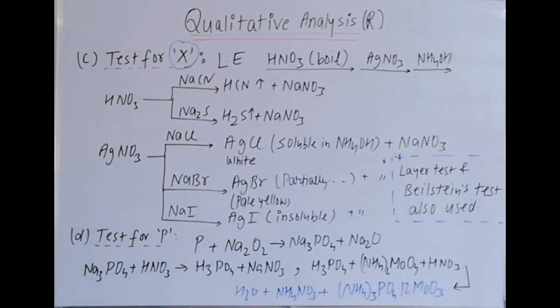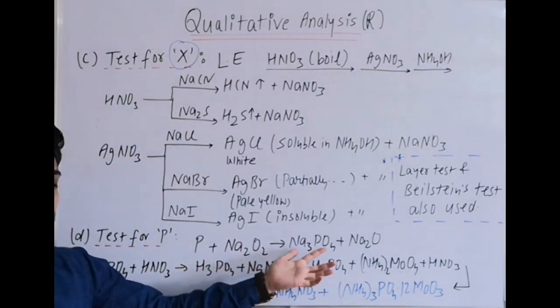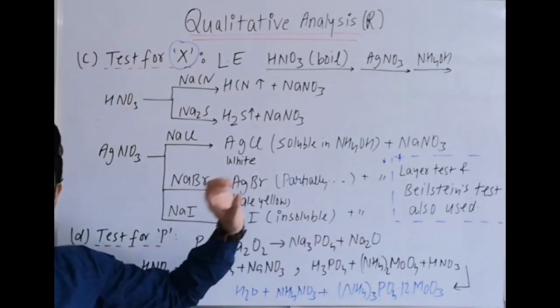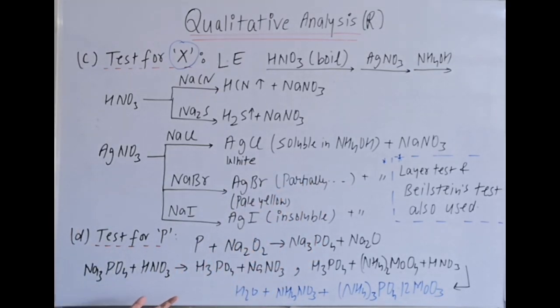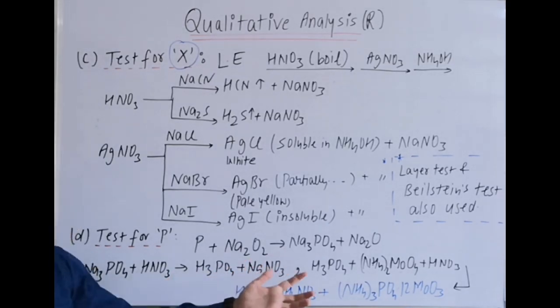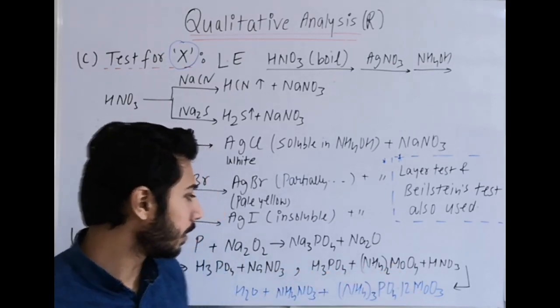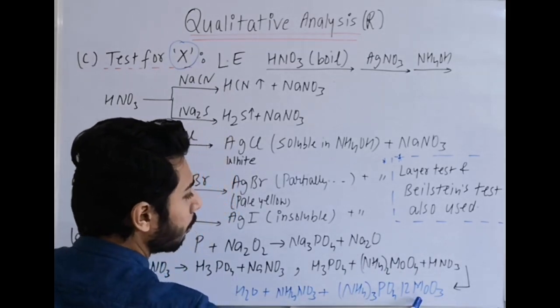The next is the test for phosphorus. In this test, the organic compound which contains phosphorus is heated with an oxidizing agent, that is Na2O2. After this it converts into its phosphate, Na3PO4 plus Na2O. Now in this phosphate we add water, extract it, filter it, and in the filtrate what is added? Nitric acid. This forms H3PO4 and byproducts. Then we add ammonium molybdate in this solution, and after adding ammonium molybdate, we get a yellow precipitate of ammonium phosphomolybdate.